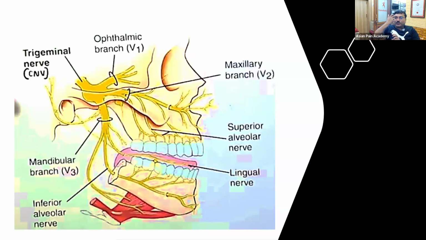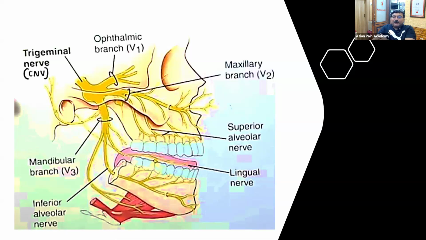So when we are looking for the supraorbital nerve block, we are going towards the supraorbital foramen, through which a branch from the frontal nerve comes towards the forehead and supplies this area. And the frontal nerve again is a branch from the ophthalmic nerve. The ophthalmic nerve is a branch from the trigeminal nerve. So these are the three branches that we can see.